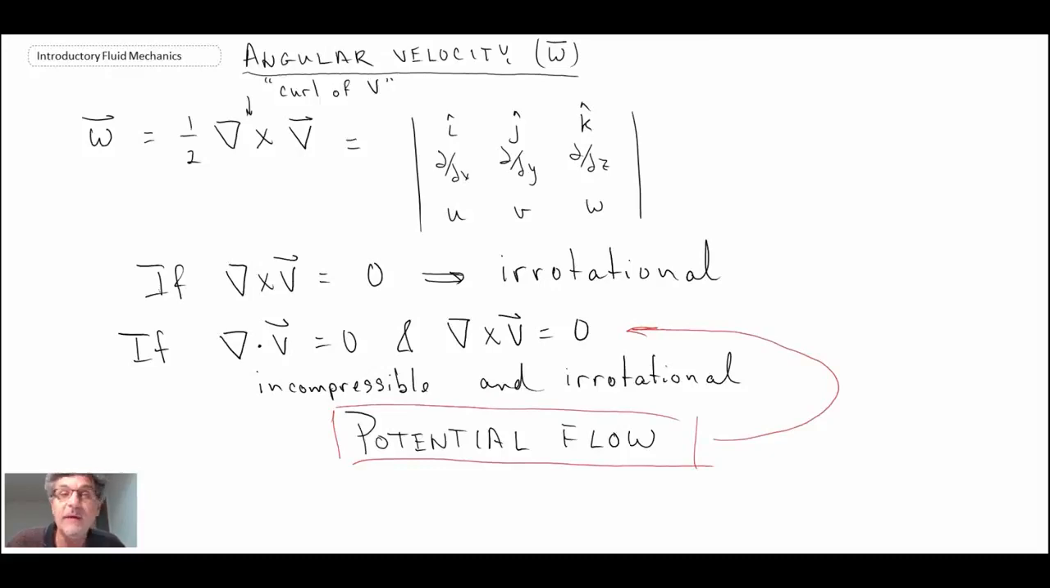So those are some things that you can do with velocity. We looked at acceleration, volumetric flow rate, mass flow rate, volumetric expansion, and then finally angular velocity. Those are things that you can do with the velocity vector field, and we'll be using those throughout this course.